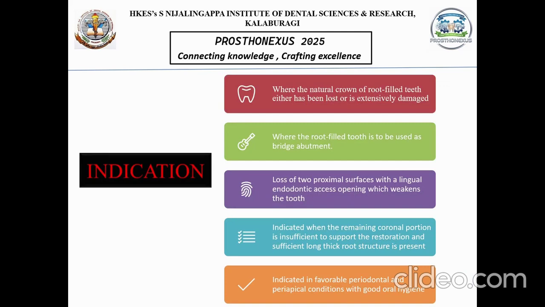What are the indications? When the natural crown of a root-filled tooth either has been lost or is extensively damaged, or when the root-filled tooth is used as an abutment, loss of proximal surfaces, or when there is insufficient coronal structure of the tooth, or there are unfavorable periodontal or periapical conditions, along with good oral hygiene of the remaining dentition.